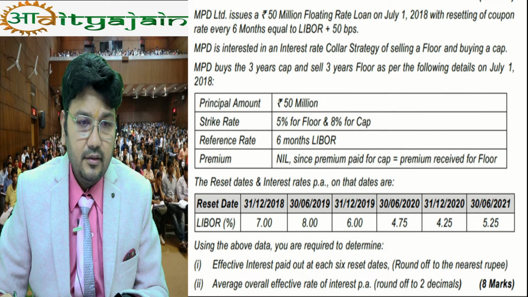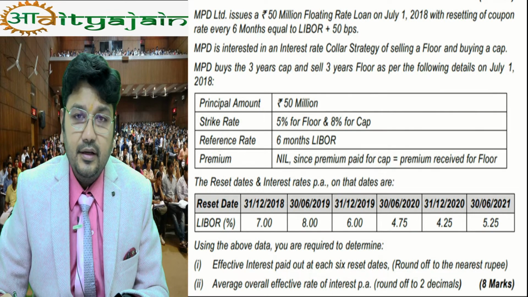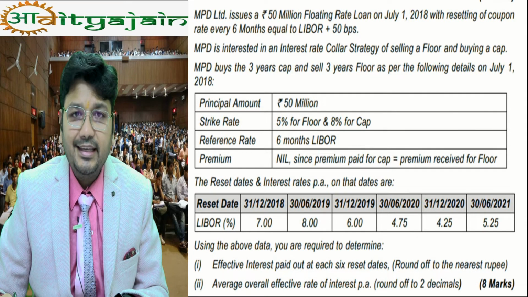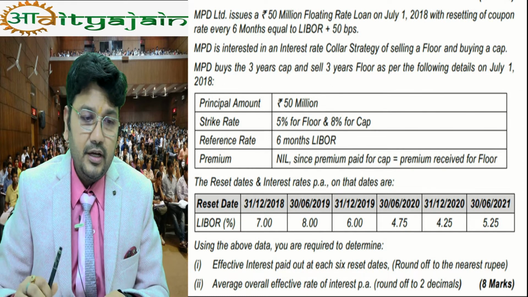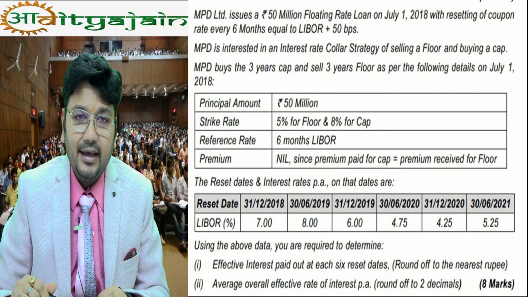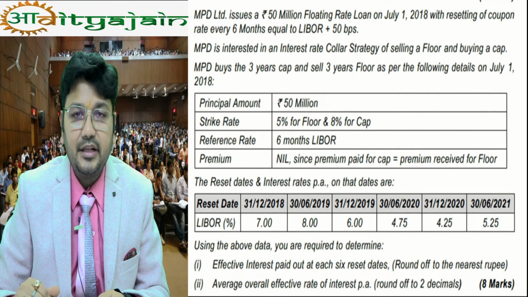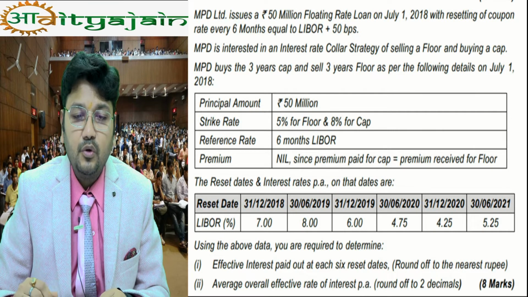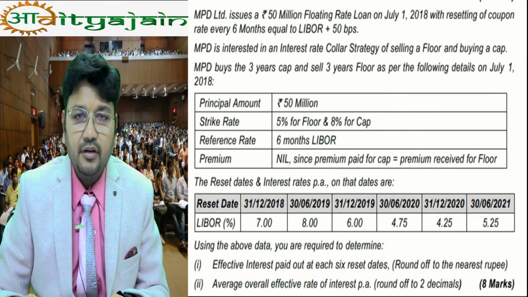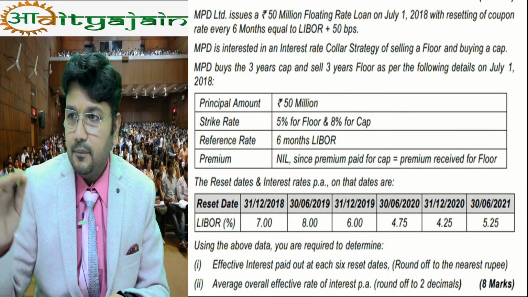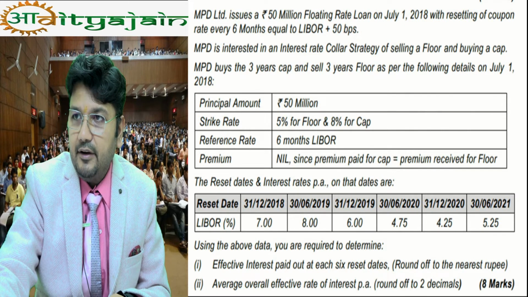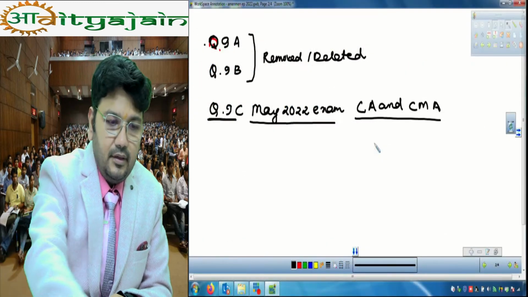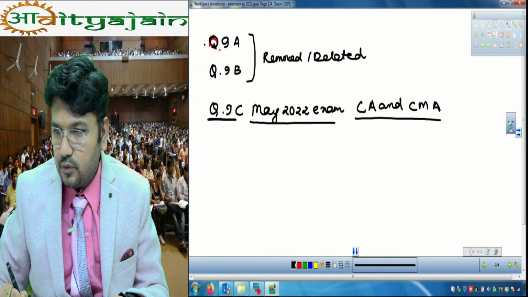is nil. The reset dates and interest rates per annum on those dates are given. LIBOR rates on each reset date is given. Using above data, you are required to determine effective interest paid out at each of the 6 reset dates, rounded off to the nearest rupee, and the average overall effective rate of interest per annum, rounded off to 2 decimals. So the question is in front of you. We will be solving this question right now. I'll request you to read this question again, and we will be solving it.